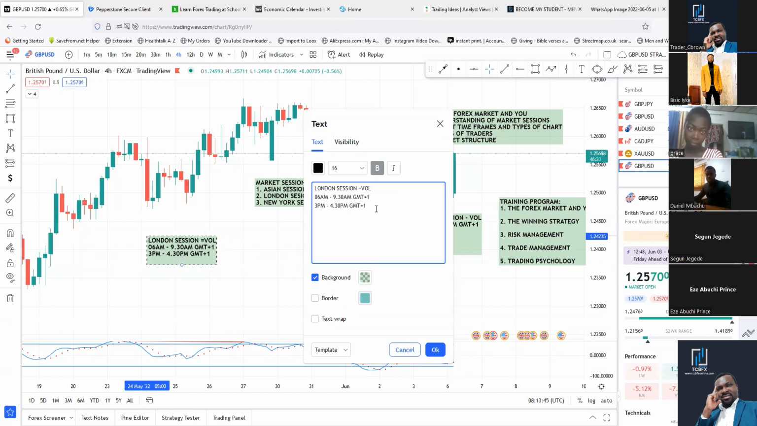Now, this is London section. I'm not talking about New York section that intercepts with London section. I'm just talking about if you decide to trade London section alone, without thinking of the intersection of New York, this is what you're going to keep in your mind. These are sections of volatility, where there is volume in the market.